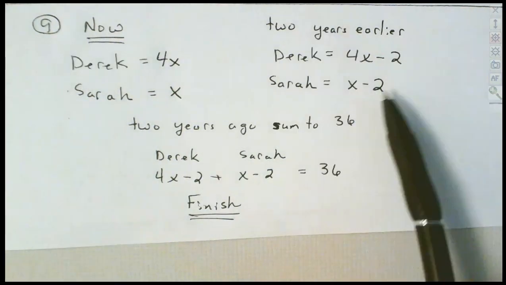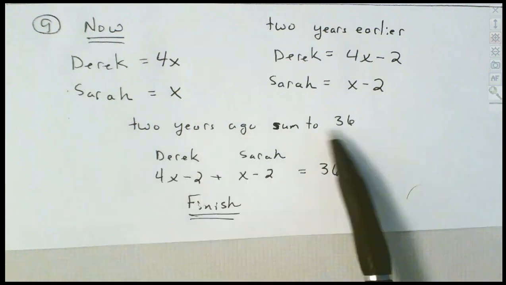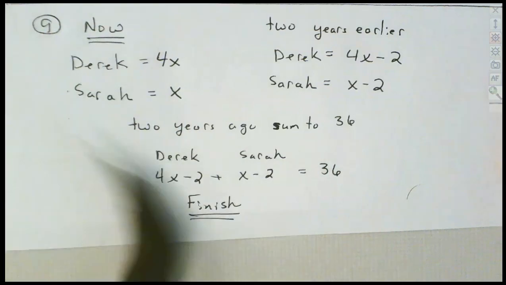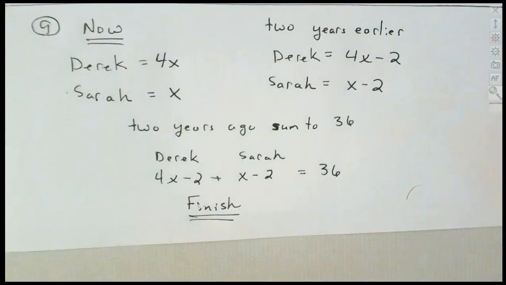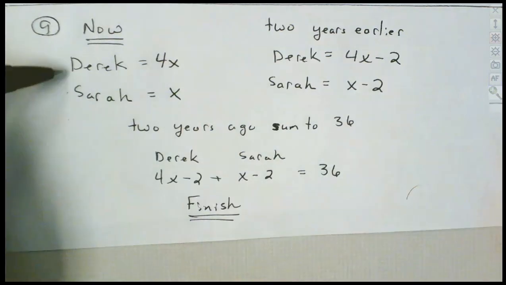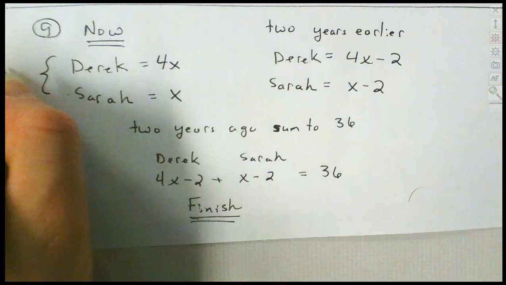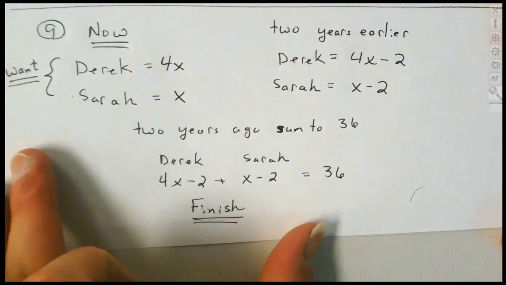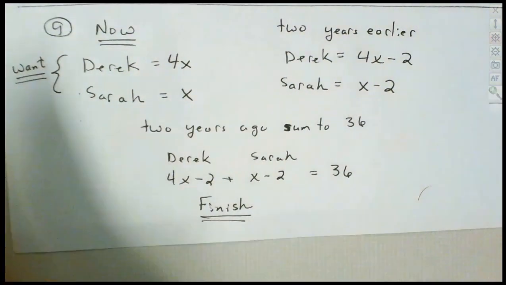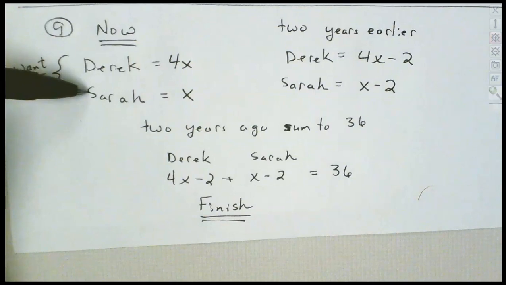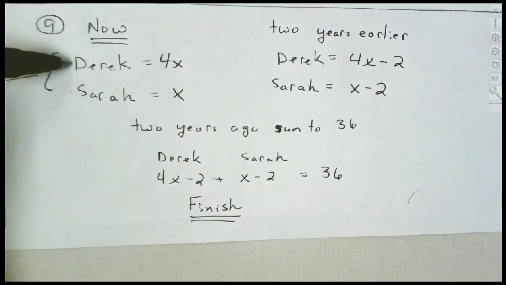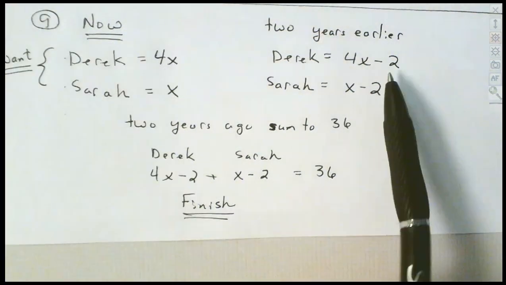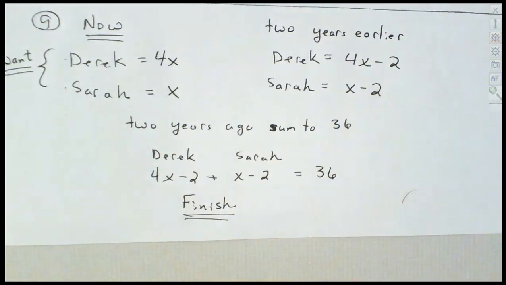We just had to do the 2 years earlier to build our equation here. Then you can solve that and plug it back in and get how old each of them are right now. Okay, because this is what we want, is right now. We want this part. So that's what we want. We want to figure out the value of x. That's Sarah's age right now. Multiply it by 4, and you get Derek's age right now. We had to look at what they were 2 years earlier, so that's why we subtracted off 2.